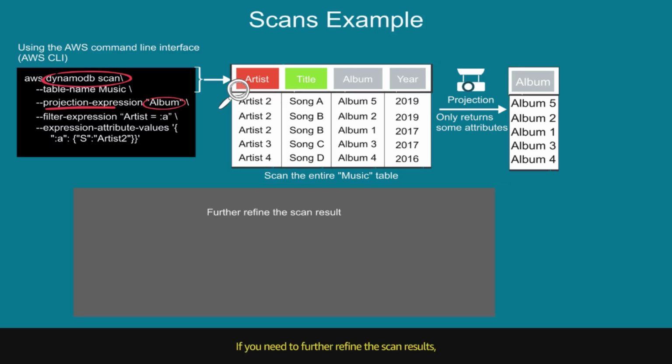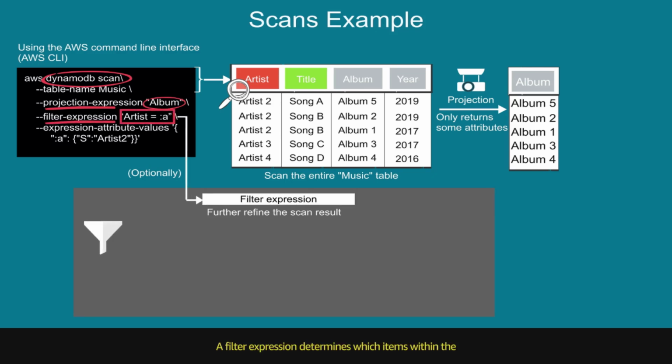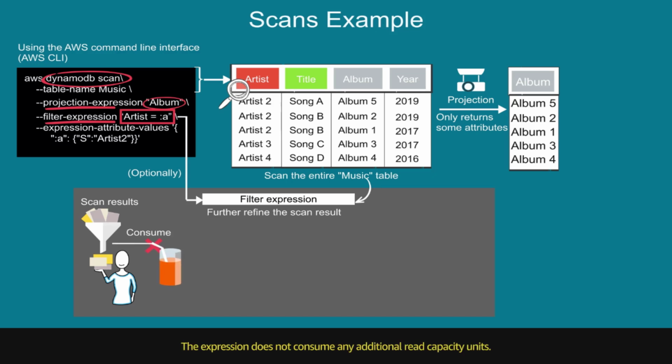If you need to further refine the scan results, you can optionally provide a filter expression. A filter expression determines which items within the scan results should be returned to you. A filter expression is applied only after the entire table is scanned or a scan finishes. The expression does not consume any additional read capacity units.